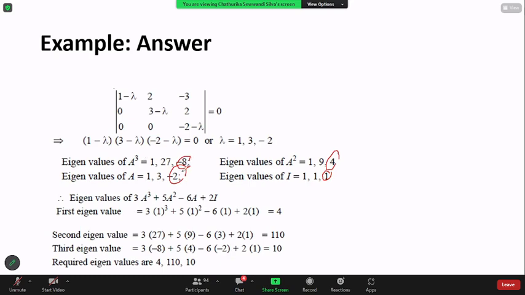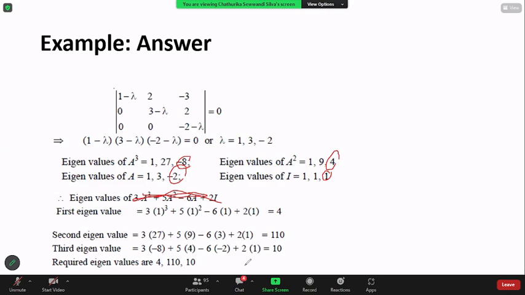A cube, the last eigenvalue, minus 8. Plus 5 times A squared, the last one, 4. Minus 6A, minus 6 times the last eigenvalue, minus 2. Plus 2 times I, 2 times plus 1. So when we evaluate this, 10. So the 3 eigenvalues corresponding to this particular expression are 4, 110 and 10.